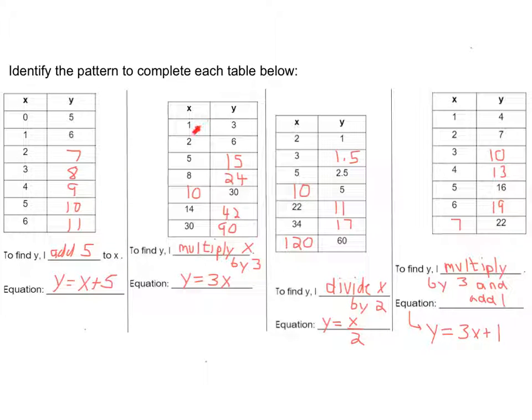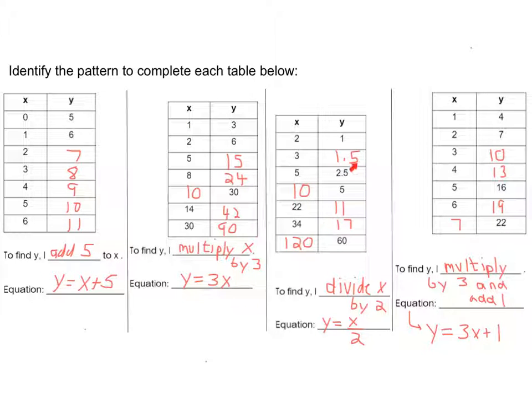In this problem, again, I'm looking to see what I can do to get from 1 to 3. Well, adding doesn't give me the same amount each time, but I can see I can multiply each x value by 3 to get the y value. And I can fill out the table accordingly. So my equation is y equals 3 times x, because I'm multiplying by 3 each time.